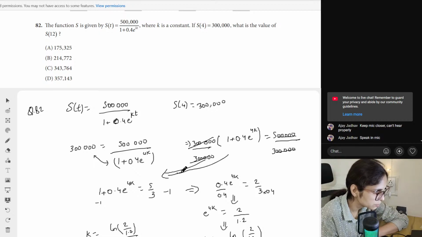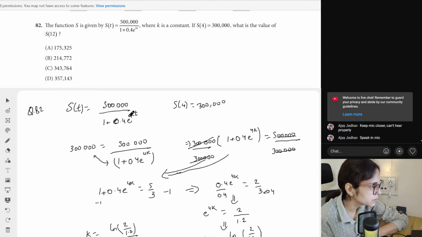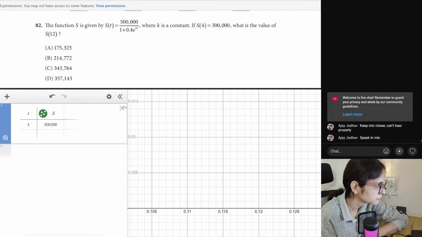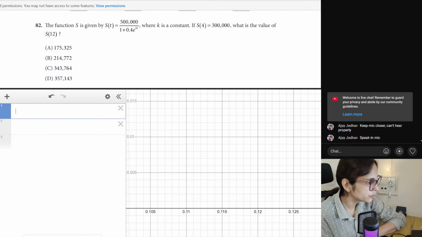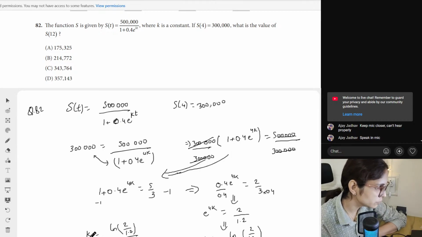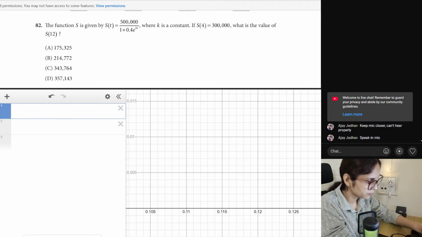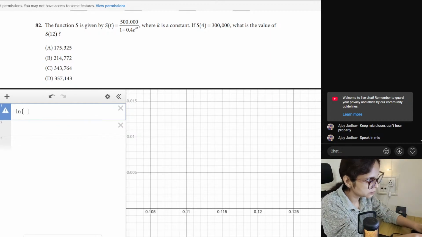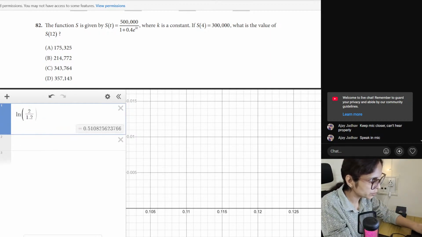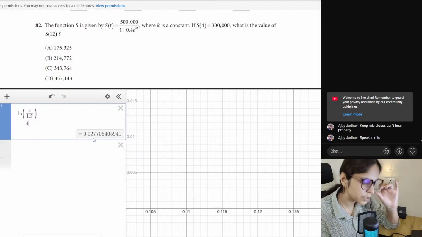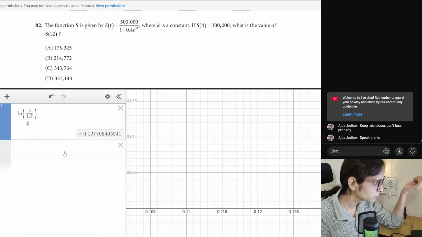And now using a calculator, you can get the value of k. This is if you're not using Desmos and you're using a normal calculator, then you'll have to simplify. For k, it is ln of 2 over 1.2, over 4. So ln of 2 divided by 1.2, whole divided by 4. So getting 0.1277, that we were also getting from the regression. And you can store it in k.